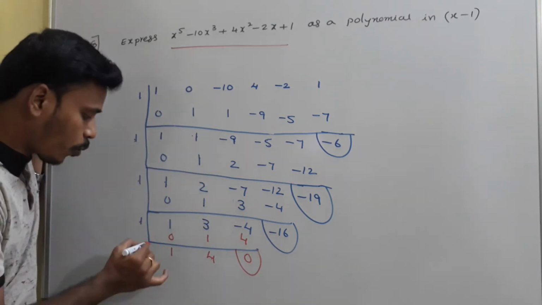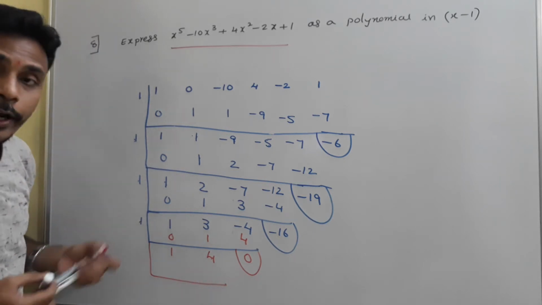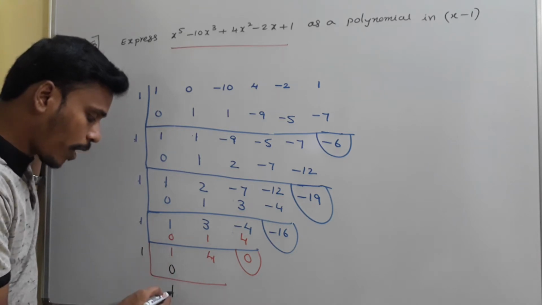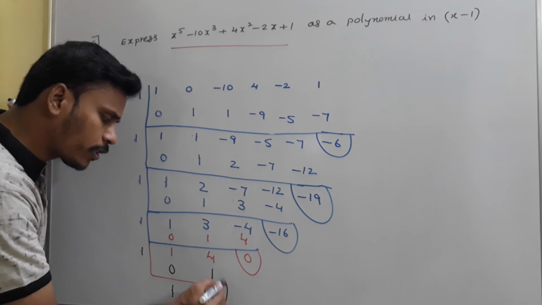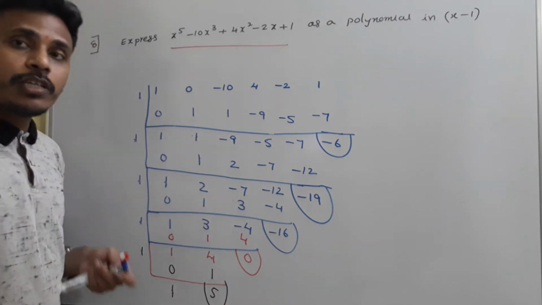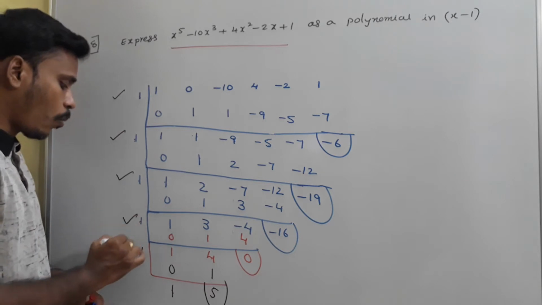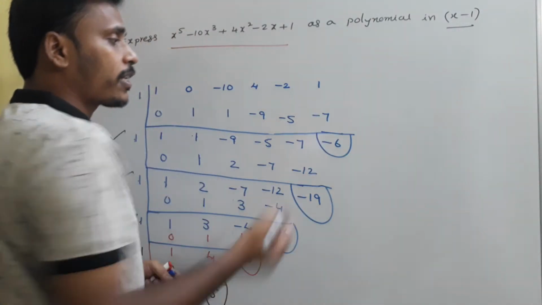Again I need to do with 1. So if I do with 1, what will happen? 1 plus 0 is 1. 1 into 1 is 1. 4 plus 1 is 5. This 5 is the remainder. You just have a look. Repeatedly we are doing with 1, 1, 1, 1, 1, because we are trying to express this as a polynomial in terms of x minus 1.